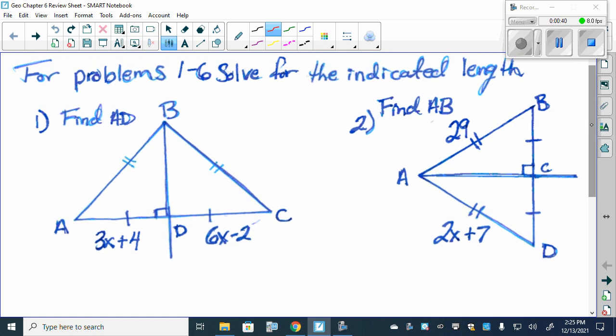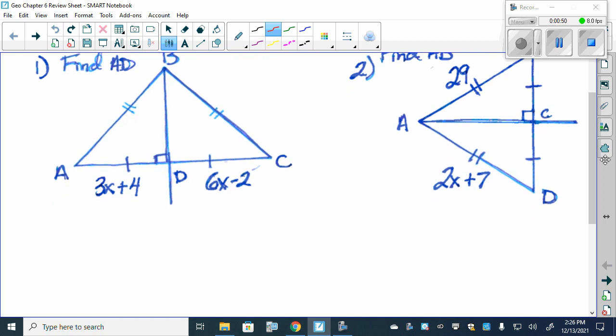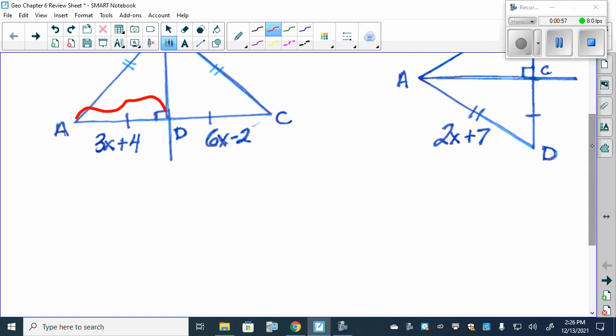All right, guys, so problems 1 through 6. Is there one of those in particular that y'all want to look at? Number 1. So when we look at number 1, we want to find the indicated length AD. We want to find the length from A to D. Now we do know that 3x plus 4 and 6x minus 2 are the same, so we can set those equal to each other to solve for the value of x. And once we find the value of x, we can plug it back in.